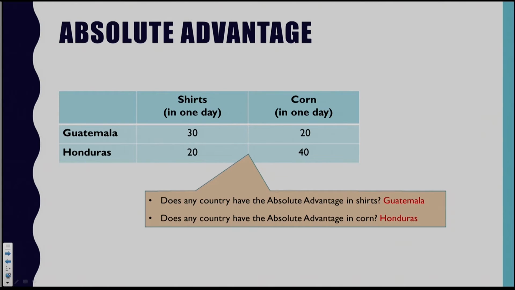Probably at this point, this is very easy for you. So who has an absolute advantage in shirts? It's Guatemala. They can produce 30, whereas Honduras can only produce 20. Does anyone have an absolute advantage in corn? Well, here, that's Honduras. They can produce 40, whereas Guatemala can only produce 20.